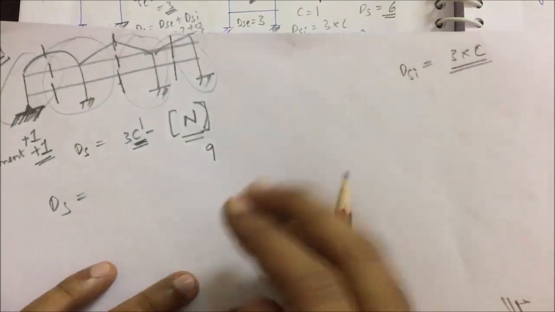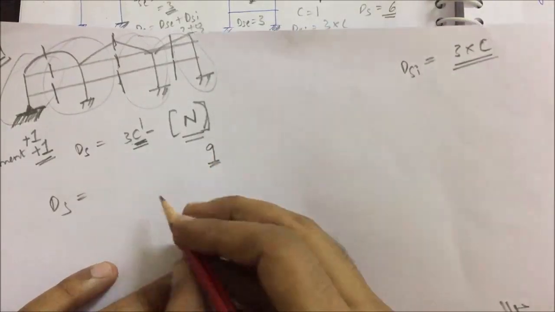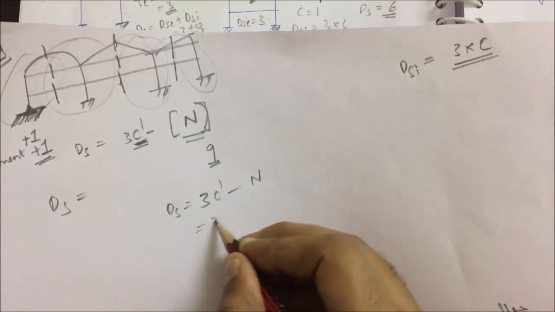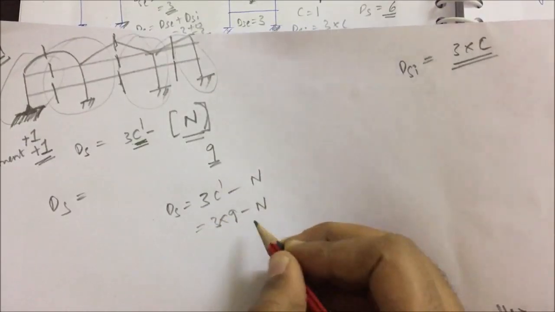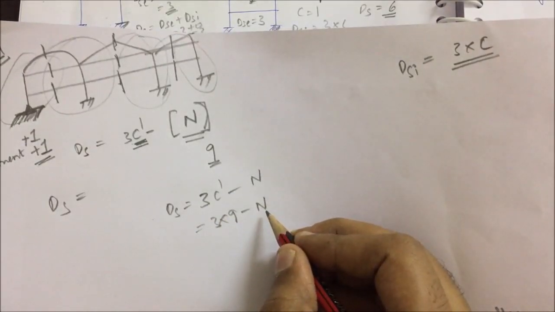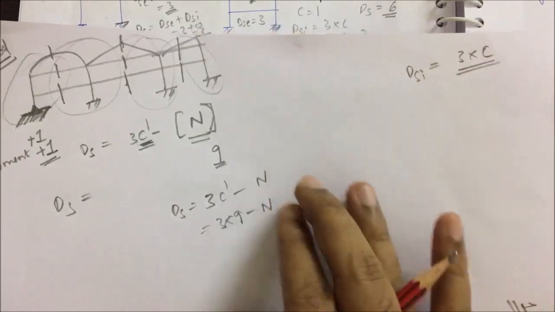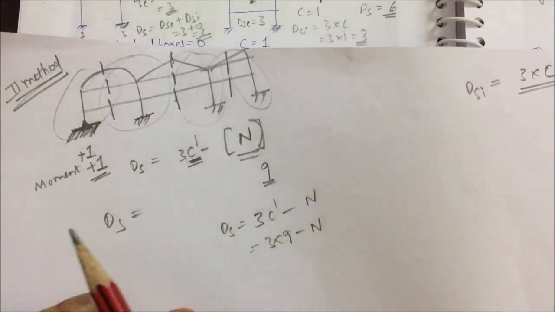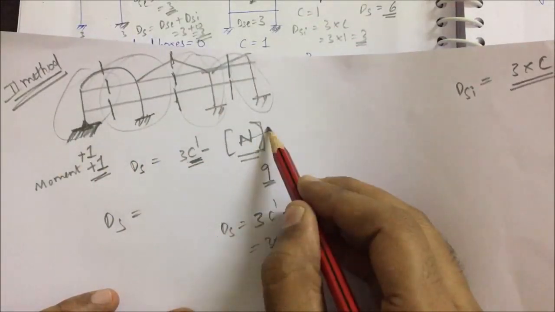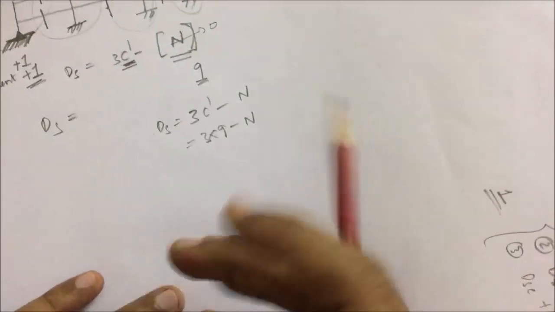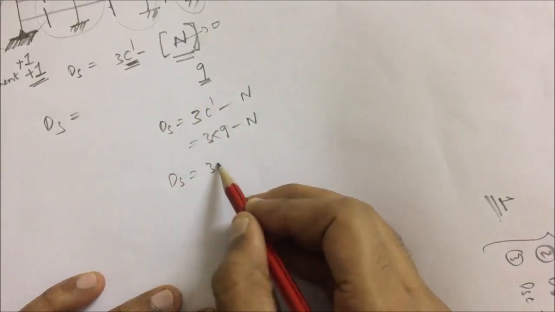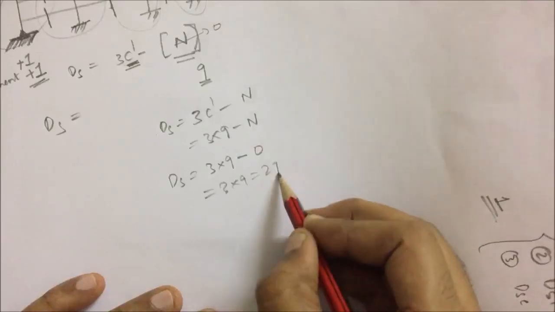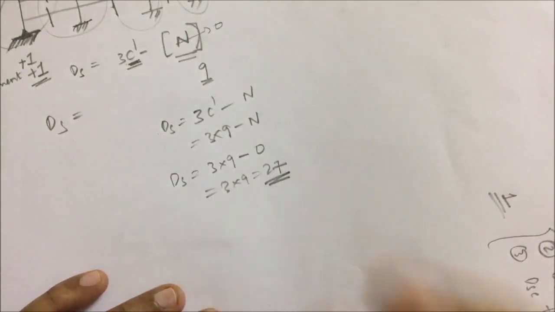Okay, so how many cuts did you make? You made 9 cuts, right? So what is your DS? 3C' minus n, 3 into 9 minus n. n is the number of reactions unnecessarily added to make it a stable cantilever. Here all were already fixed, so you didn't add any reactions. So what is your n value? The n value is 0. So what is your DS? 3 into 9 minus 0. So 3 into 9 is 27. Okay, directly 27 came.